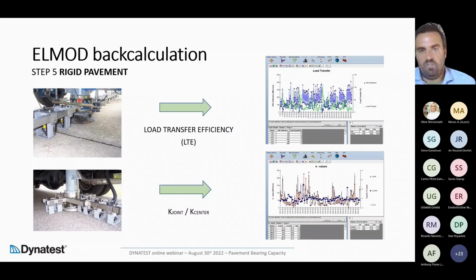And so we can evaluate the quality of the edge status for each slab. In addition, we can calculate a ratio between the K value calculated in the subgrade at the joint of the slab and the K value calculated in the subgrade in the center of the slab. This is another parameter that is very useful for the rigid pavement.